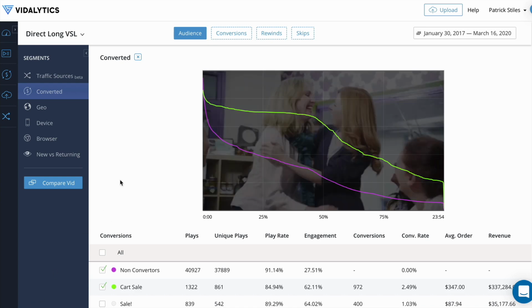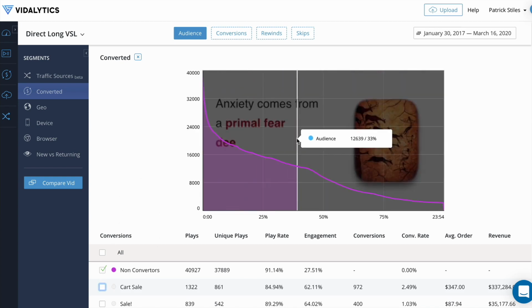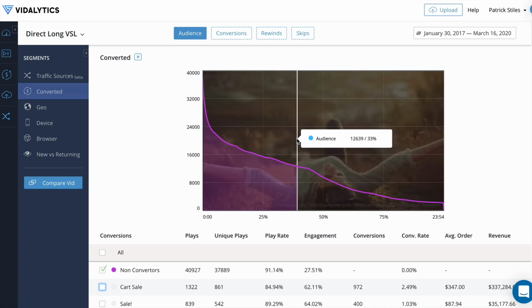So if you want to increase your conversions though, you don't need to focus on the people that already converted, right? Because they already converted. You need to focus on the people who didn't convert. So turning off that segment and just looking at this graph, this is where it's really kind of interesting, because you would think that maybe the people who wound up not buying from this video didn't watch any of it, or it was way too long for them.